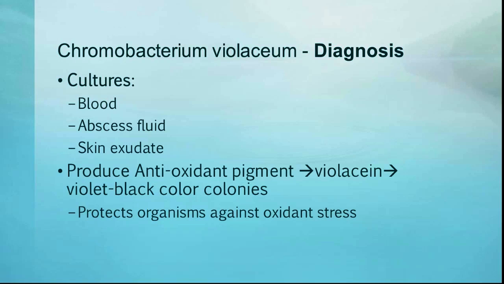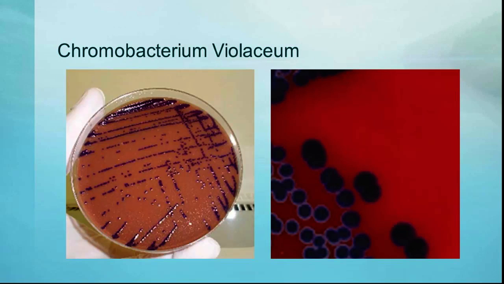So the interesting thing about this one is that it produces an antioxidant pigment. It's called violacein, and that's why it gives those violet colored colonies. The reason it does that is because the bacteria protects itself from the oxidant stress of the host, which is the humans. So these are the beautiful colonies of this bacteria, violet colored.